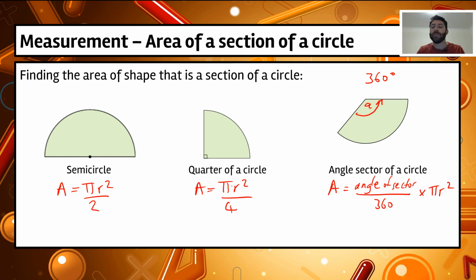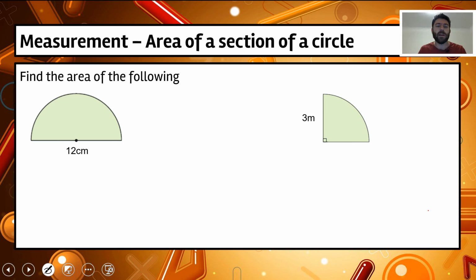So that angle, an example might be this one here, might be around 135 degrees. So it would be 135 over 360 multiplied by pi r squared. And that's how we can find that out. So if you ever come across a question like that, that's how we can work that out. All right, let's have a look at some examples now for the area of this section of a circle.